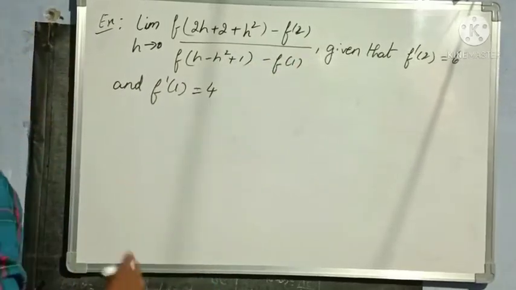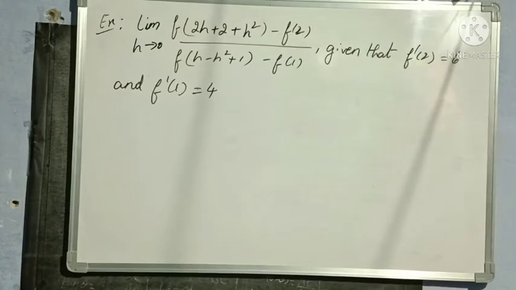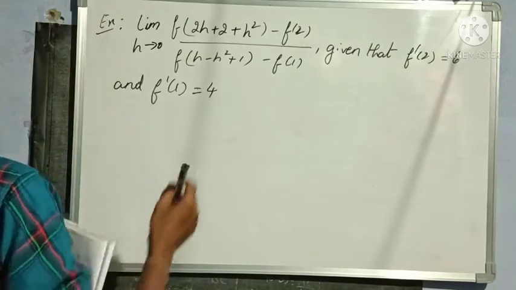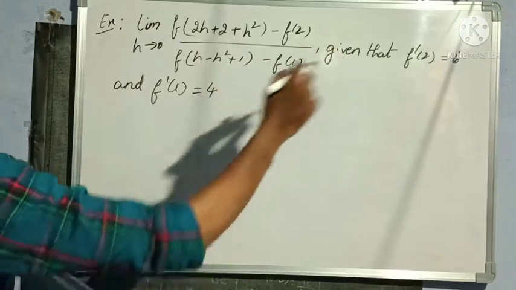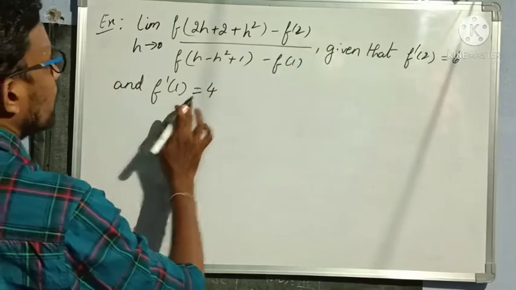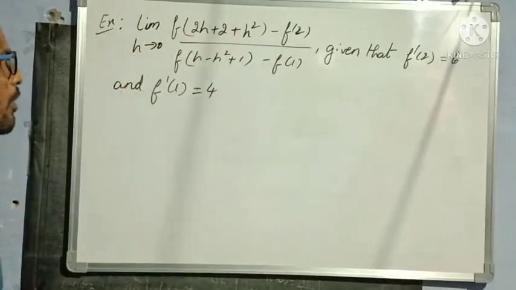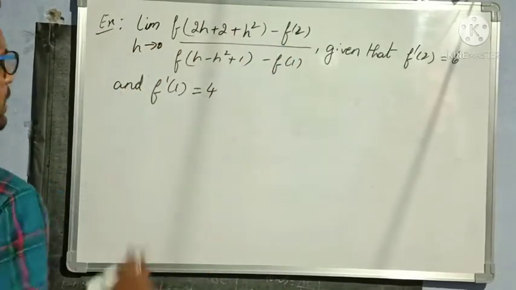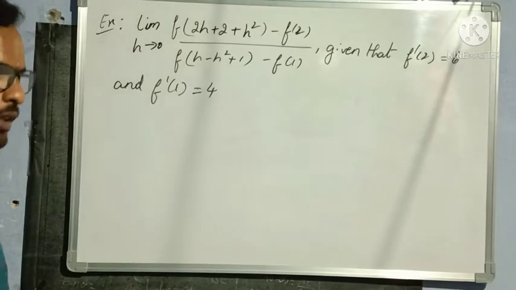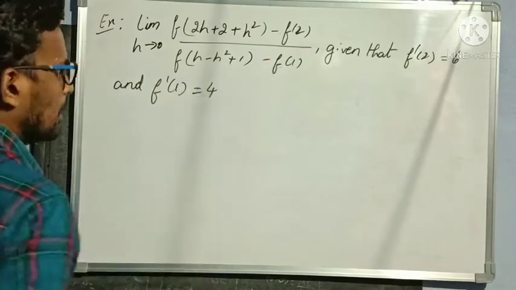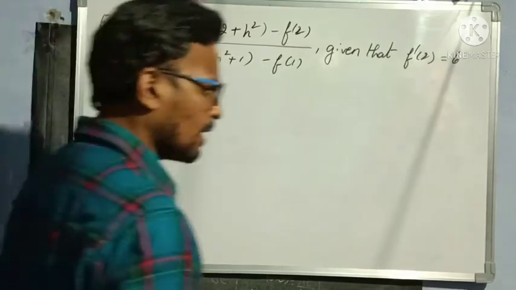We don't know the function. f of x value is not given. We need to find f of x, then we can find f dash x. f dash 1 and f dash 2 are already given. f dash 1 is 4 and f dash 2 is 6. But we don't know the function f of x, that only we have to find out first. I hope up to here everybody understood. So first let us find out f dash x, then from that we can find out what this value is.